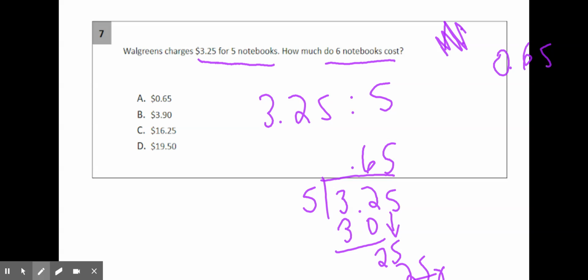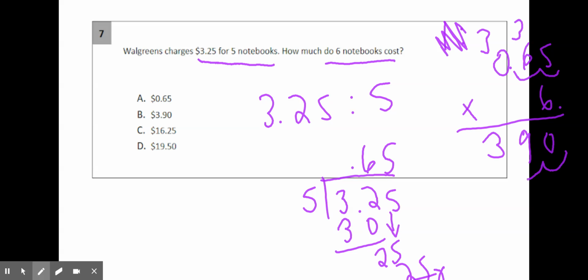Now we want to know how much 6 notebooks cost. So we could add 0.65 6 times, or just multiply that by 6. 6 times 5 is 30. 6 times 6 is 36, plus 3 is 39. 6 times 0 is 0 plus 3 because we had that leftover 3. Remember we're multiplying by decimals, so we have to count our decimal places. We have 2 in 0.65, so we move that decimal place over 2. Our answer is $3.90, which is B.